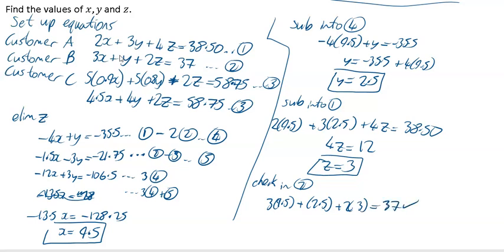Okay, have we answered the question? Read the question again. It says, find the values of x, y, and z. We have answered it, sorry. It doesn't ask you to find costs or anything else, so you don't have to put any units in. So your answer, just tidy it up for the examiner. x is equal to 9.5. y is equal to 2.5. And z is equal to 3.